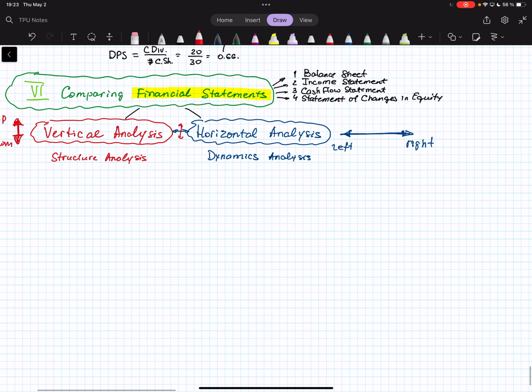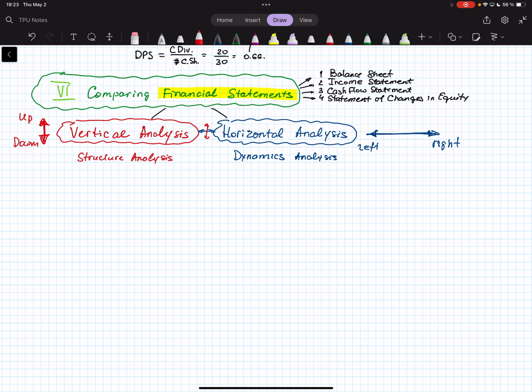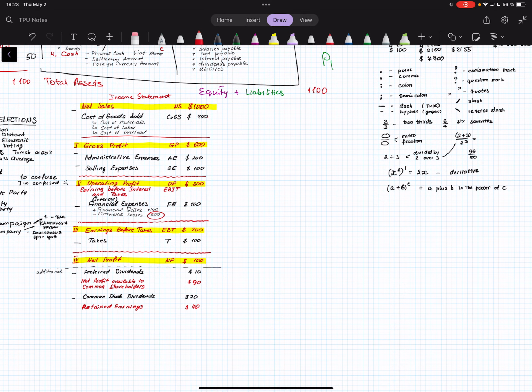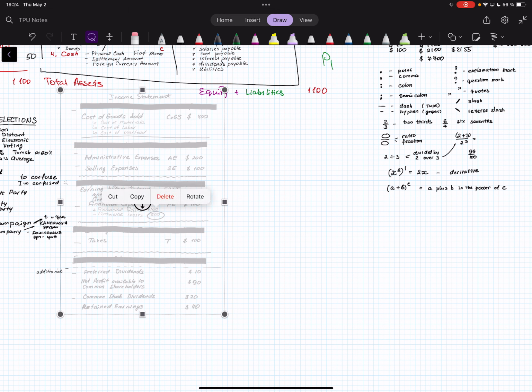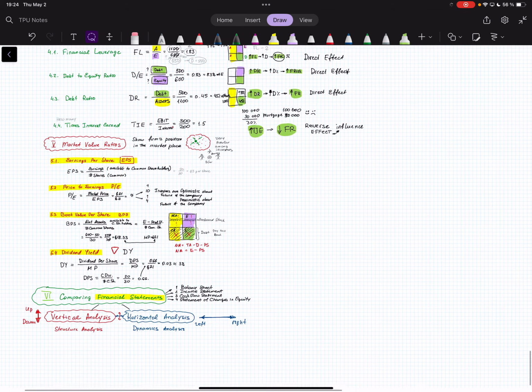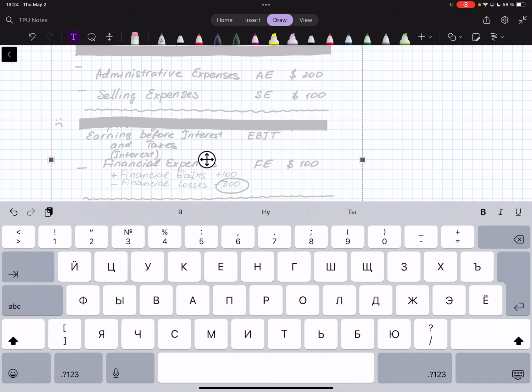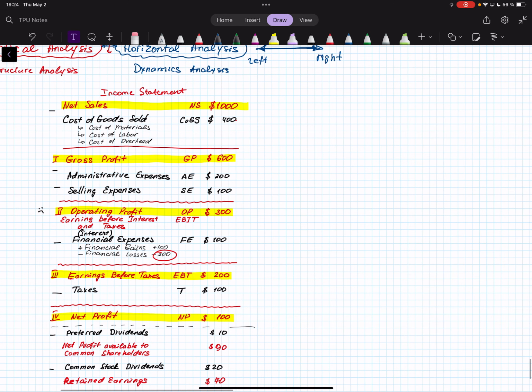Okay, so in order to show the nature of each, let's take one of the statements. I'll take the income statement for this purpose, and we will play around with numbers here. Okay, so let's copy the income statement here and see what we can do about it.